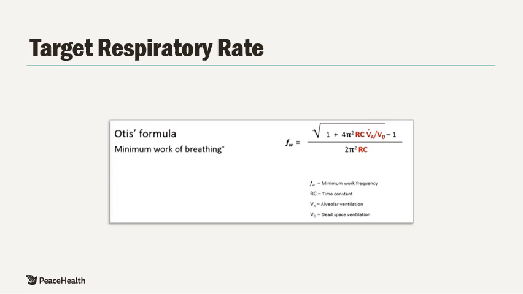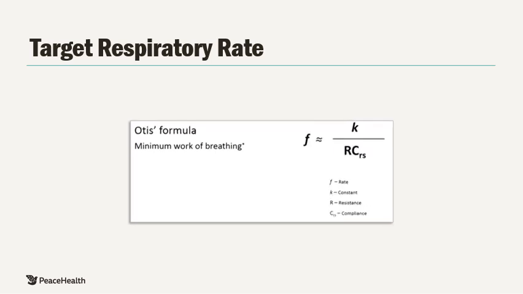The Otis equation itself is complex, as you can see here. However, to grasp the concept simply, look at the factors in the equation, such as time constant, alveolar ventilation, and dead space ventilation. And now look at it here, simplified, and you'll see that it uses time constants and lung mechanics to determine the respiratory rate that will generate the least work of breathing.